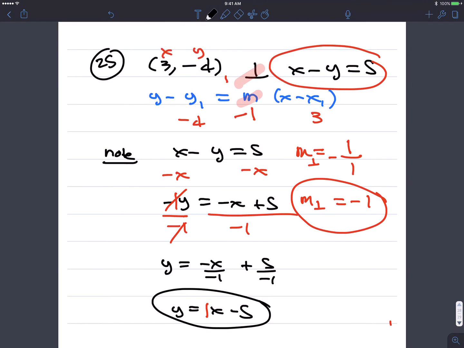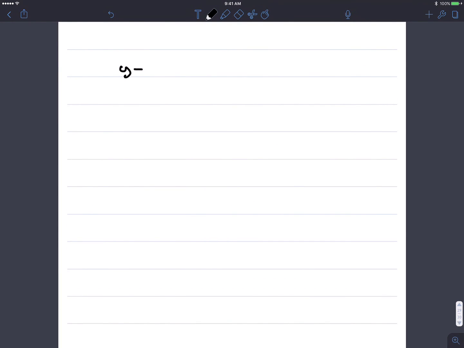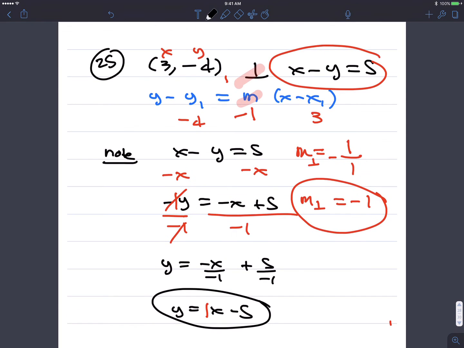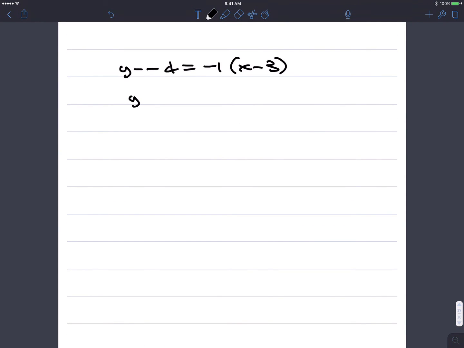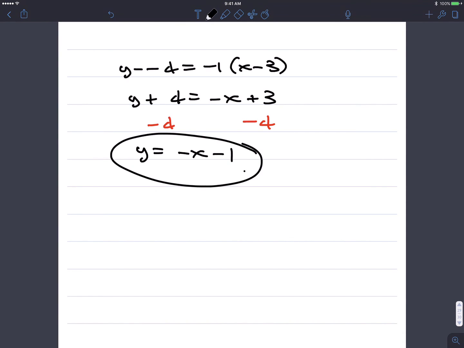Let's do the work. Y minus 4 is negative 1 times x minus 3. Y plus 4 is negative x plus 3. I'm going to subtract 4 from both sides. We get y is negative x minus 1, because 3 minus 4 is negative 1.